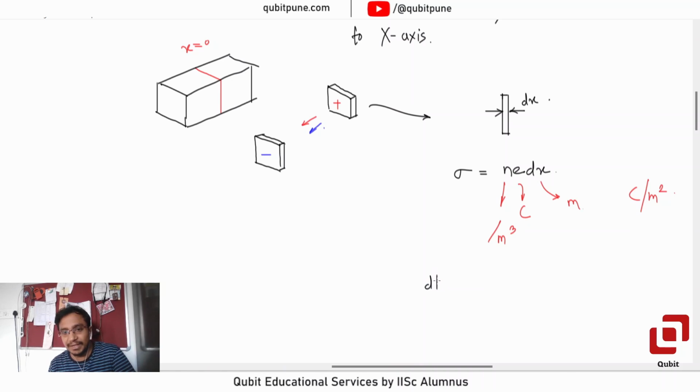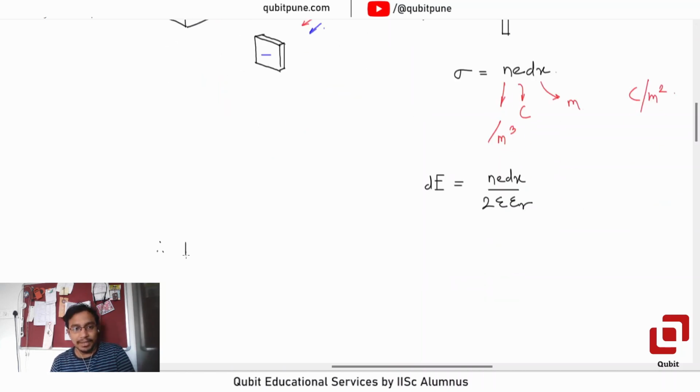So what will be the elementary field or field contribution? Because the field is independent of the distance, we can say that dE is equal to Ne dx upon 2 epsilon r. What is epsilon r? Epsilon r is the relative permittivity. Got it? Now, therefore, E net.